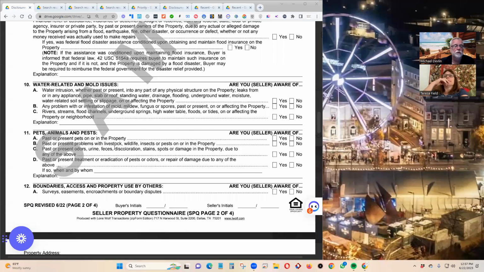Water-related, mold issues, any leaks. When you run your sprinklers, does it sort of pond in the middle? Is there a fungus among us? Right? Is there mildew? Any of those problems?